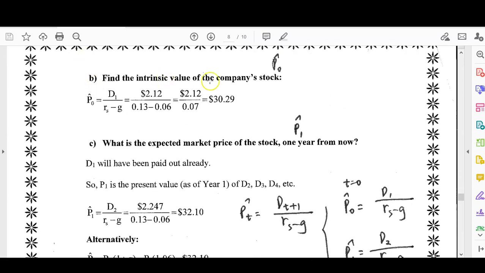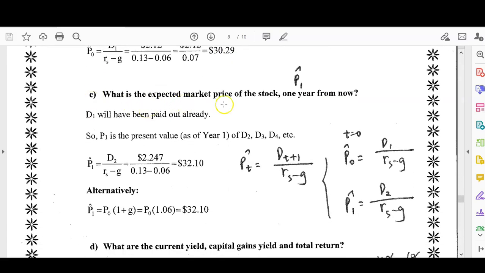Question B, find the intrinsic value of the stock, which is P0 hat. It equals D1 over Rs minus g. We already got the Rs from the CAPM. D1 is 2.12, which is D0 multiplied by 1 plus g. So we can just use D1 over Rs minus g. Okay, and we have 30.29 as the stock price.